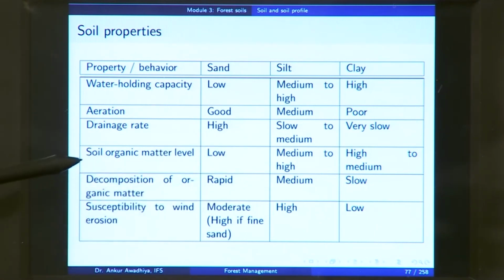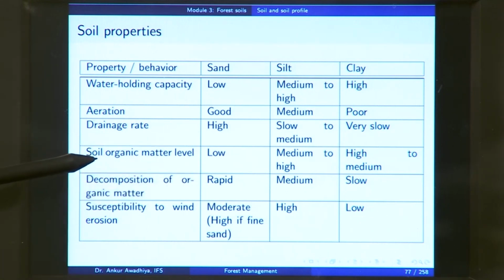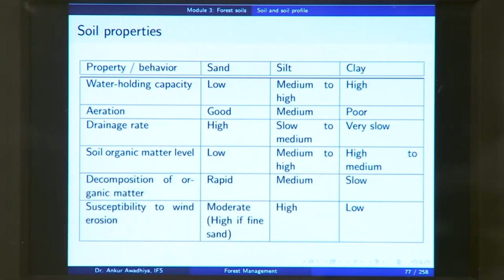Because organic matter decomposes very fast, the amount of organic matter in sandy soil will be very low, since any organic matter that was there is decomposed very quickly and removed. Whereas in a clay soil, because the decomposition is very slow, you will find a high to medium amount of organic matter. In silty soil, you have a medium level of organic matter, or in certain cases a higher level of soil organic matter.